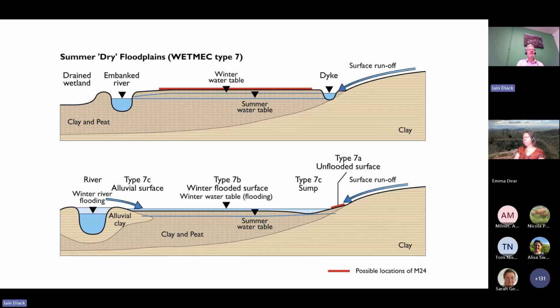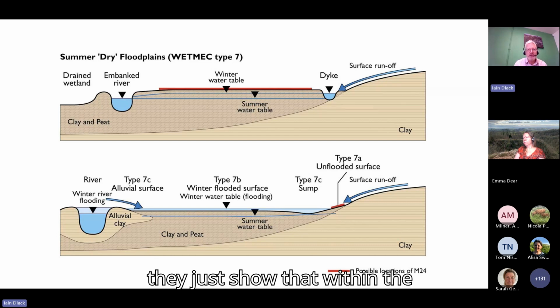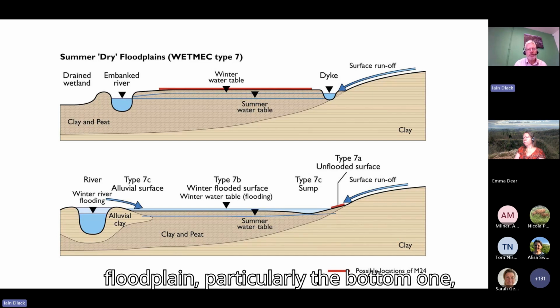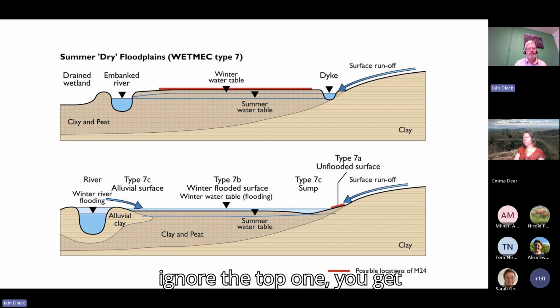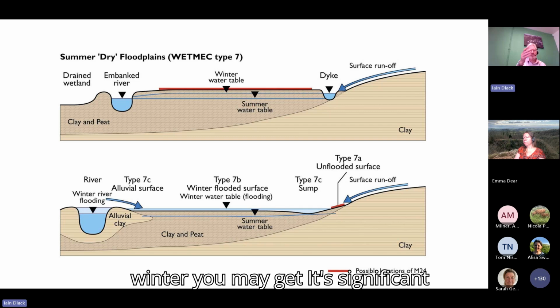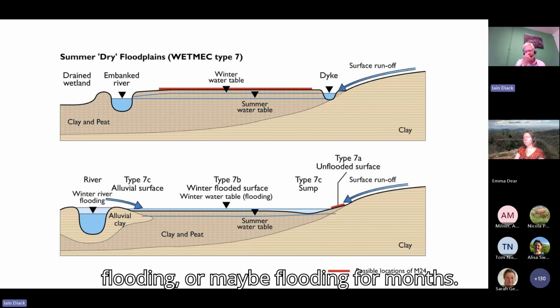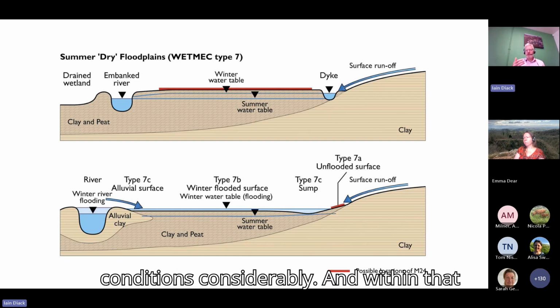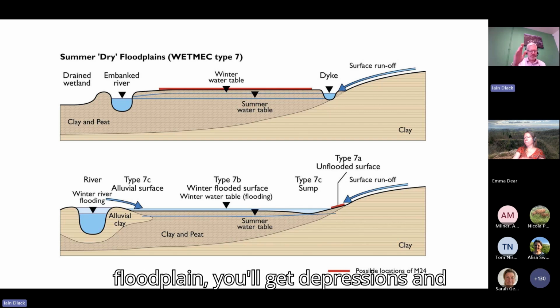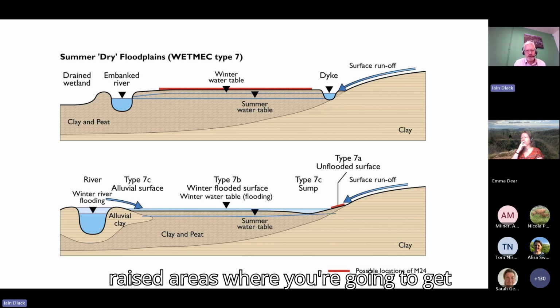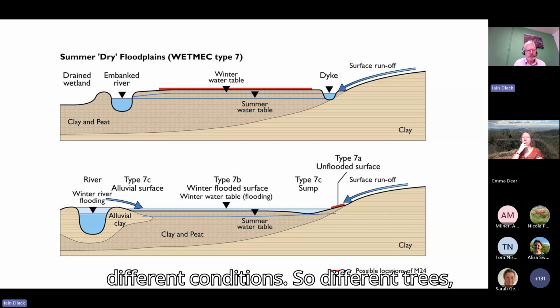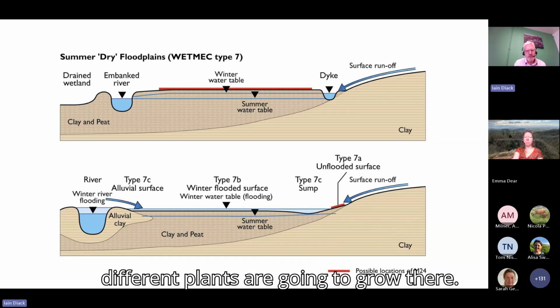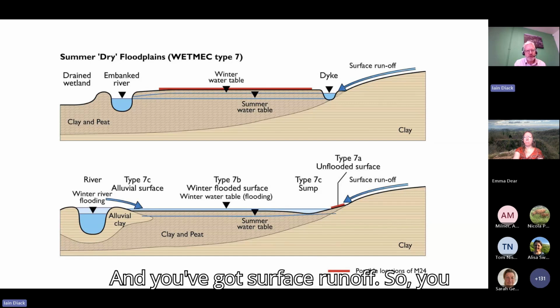These cross sections just show that within the floodplain, particularly the bottom one, just ignore the top one, you get different conditions across the floodplain, which vary in space and in time. So in the winter, you may get significant flooding, or maybe flooding for months, which obviously changes growing conditions considerably. And within that floodplain, you'll get depressions and raised areas where you're going to get different conditions. So different trees and different plants are going to grow there, and you've got surface runoff.